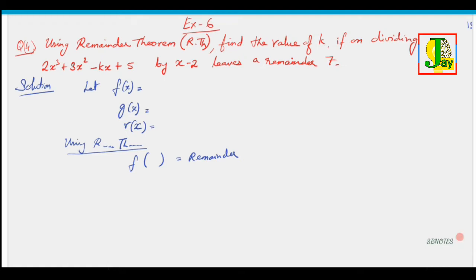ये जो एक्सप्रेशन है 2x cube plus 3x square minus kx plus 5, इसको अगर हम लोग x minus 2 से डिवाइड करते हैं तो रिमाइंडर जो है वो 7 रहता है. So you have to find the value of k. Okay, so I'm giving you 10 seconds just to find out what is f(x), g(x), r(x). You need to find out, that is more important, right? So take out your pen, paper and write it down.